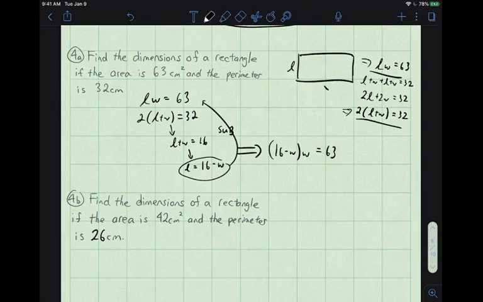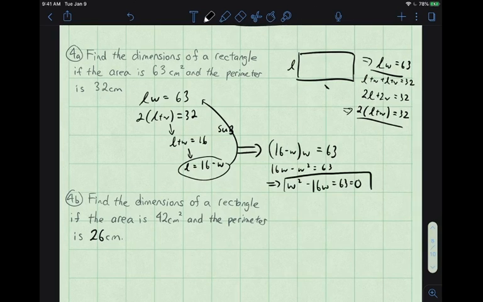Let's make it a bit more obvious. 16W minus W squared equals 63. Transform that once more. W squared minus 16W plus 63 equals 0. So from here you can solve.